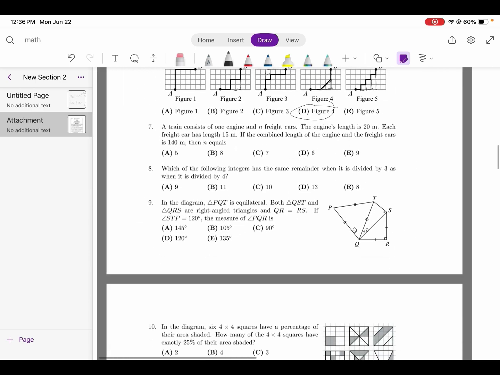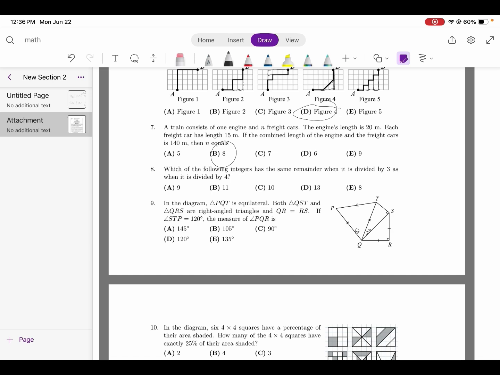Okay. Question 7, a train consists of one engine and n cars. The length of the engine is 20, and each car has length 15, and the combined length is 140. So first, you can subtract 20 from 140 to get 120, which is the length of all of the cars combined. And then you do 120 divided by 15, which is 8, to see that there are 8 cars.